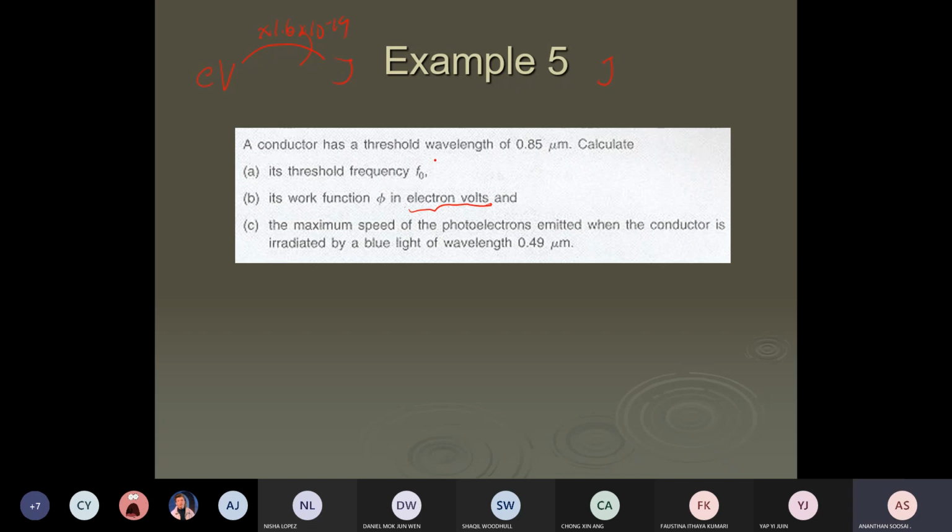So how do you calculate the work function? The work function is hf naught. h times f naught, whatever answer you got in A will be in joule. Then you divide by 1.6 times 10 to the power negative 19, which should give you the answer in electron volt. Okay.